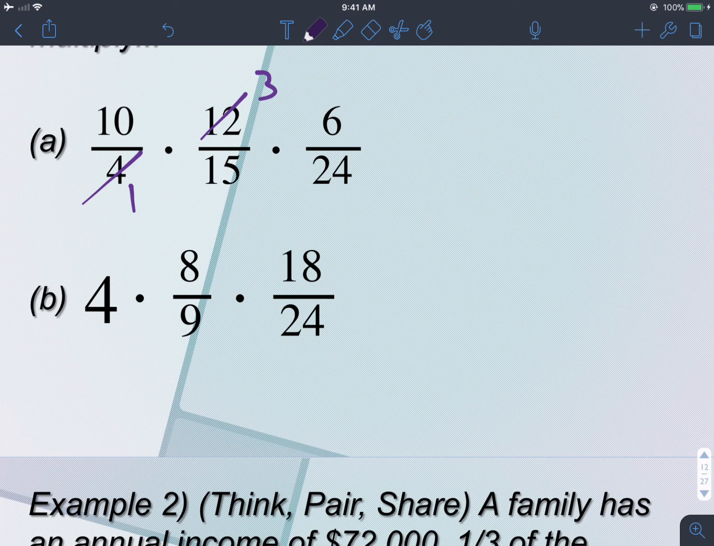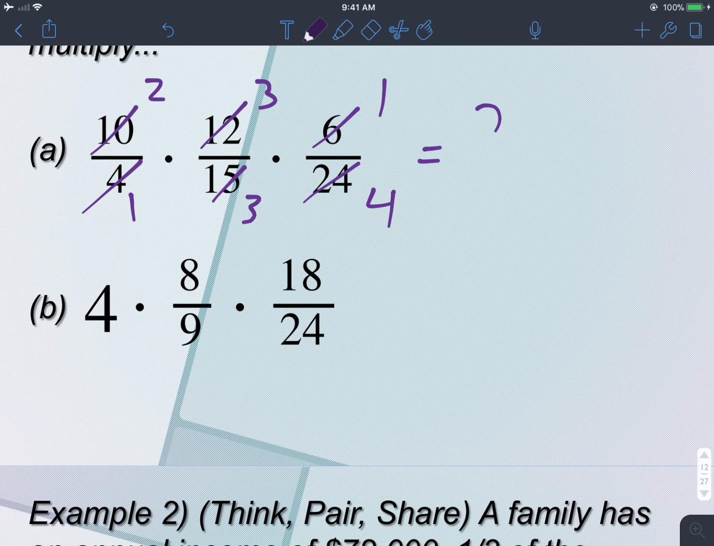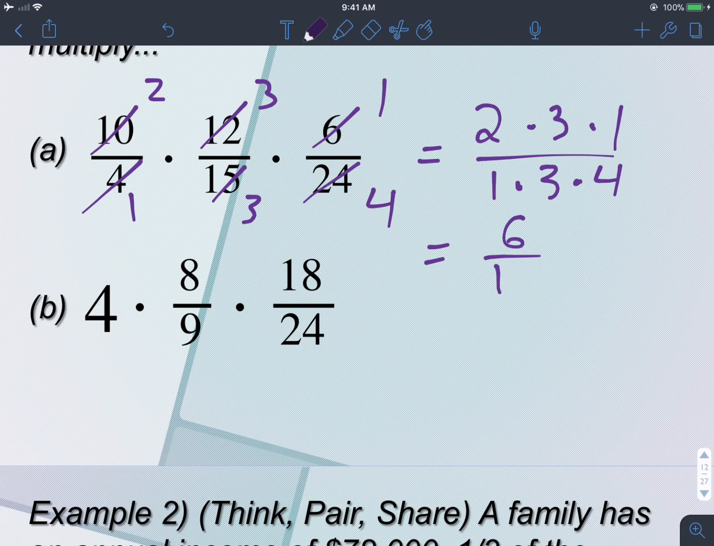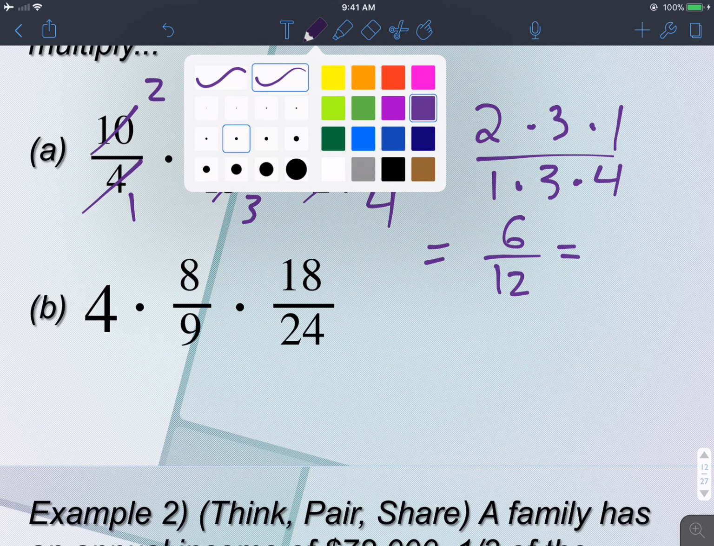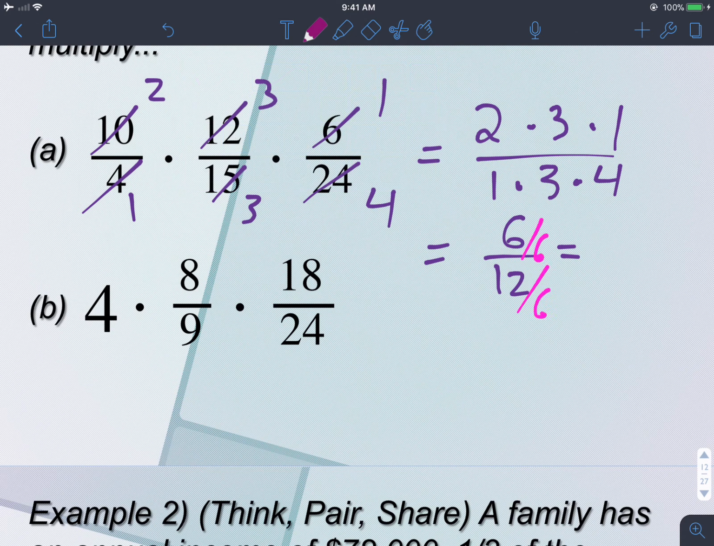Now, what's a common factor of 10 and 15? 5. So 10 divided by 5 is 2. 15 divided by 5 is 3. Now let's reduce 6 and 24. And it still reduces. So 2 times 3 is 6. 3 times 4 is 12. That reduces again. The whole thing boils down to 1/2.